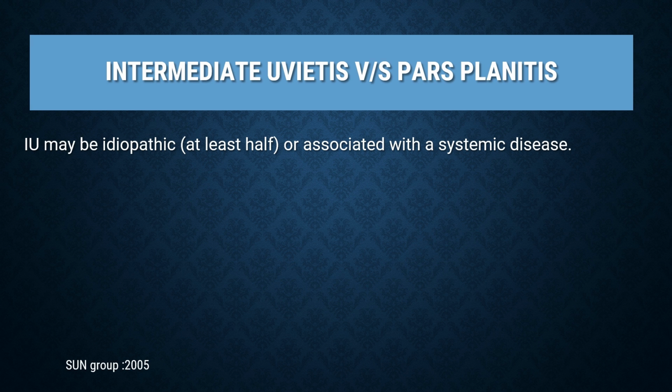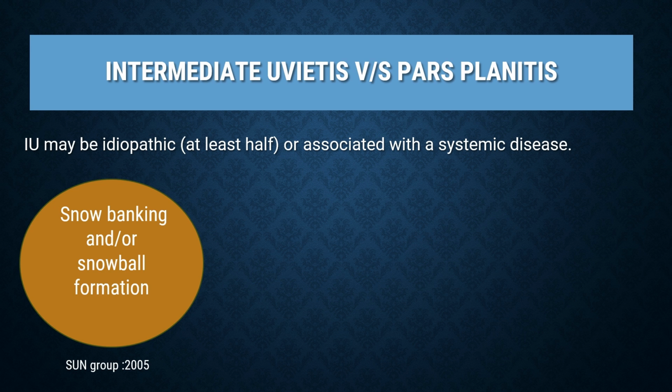Now what is intermediate uveitis? What is pars planitis? They both seem to be similar, right? However, there is a slight difference between intermediate uveitis and pars planitis. So let us see what it is. Intermediate uveitis can be idiopathic, or it can be associated with some systemic disorder. At least half of the cases of intermediate uveitis are actually idiopathic, and the remaining can be associated with a systemic disease.